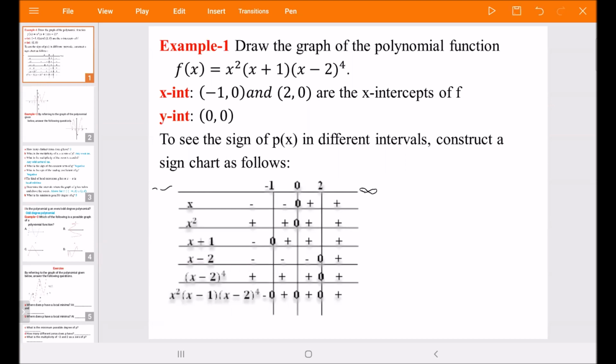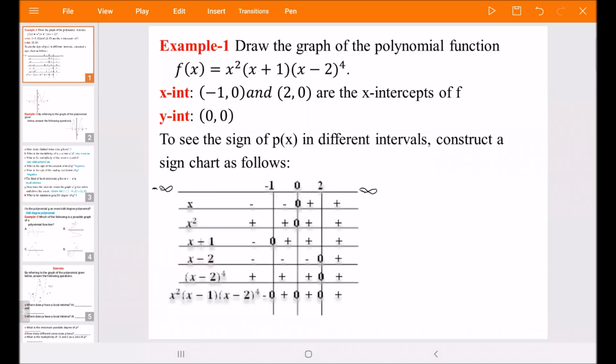Then write the factors, starting from any one, x. If you have the sign of x, you can determine the sign of x squared. Then take the next factor, x plus 1. But to determine the sign of (x minus 2) to the power of 4, we have to first determine the sign of x minus 2. So take x minus 2, then (x minus 2) to the power of 4.